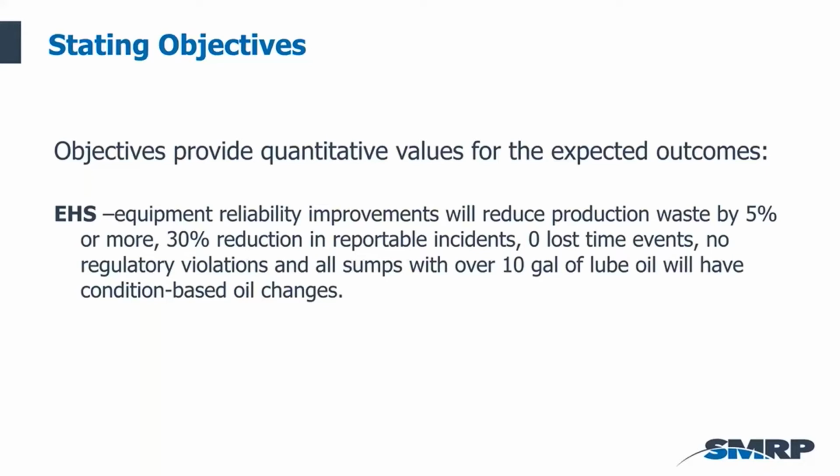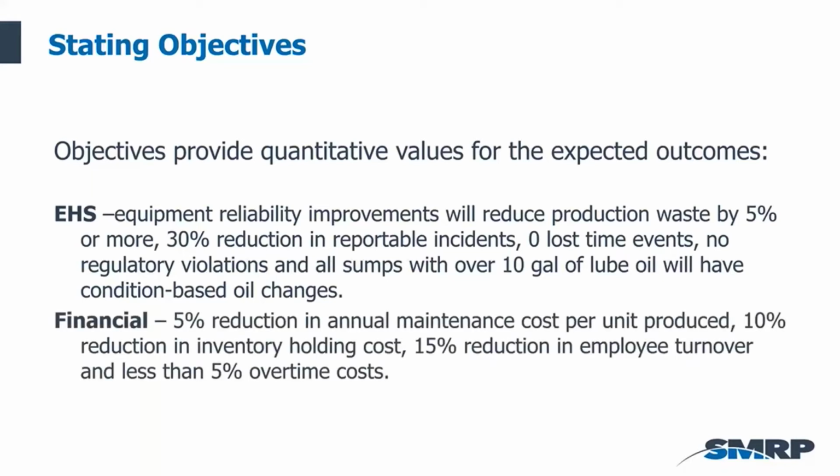Now, I was a little negligent here, each of these objectives should have a time associated with them. So we'll assume these are all annual or one-year goals or objectives. What about financial? Some objectives here would be, over this year, a 5% reduction in annual maintenance cost per unit produced, 10% reduction in inventory holding cost, 15% reduction in employee turnover, and less than 5% overtime costs. Those are just some examples.